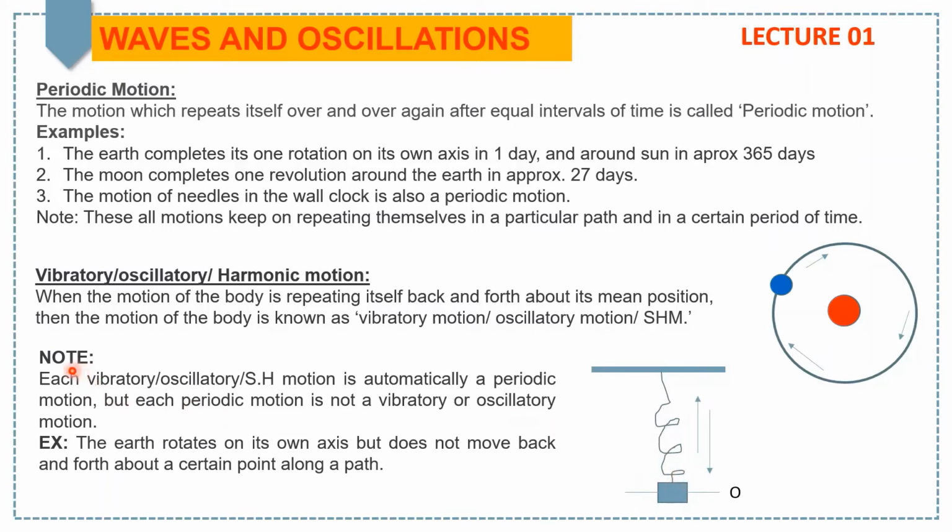So please remember that each vibratory, oscillatory or simple harmonic motion is automatically a periodic motion, but each periodic motion is not a vibratory or oscillatory motion, as we have discussed in this example. You can also take the example of the Earth, which rotates on its own axis but doesn't move back and forth about a certain point along a path.